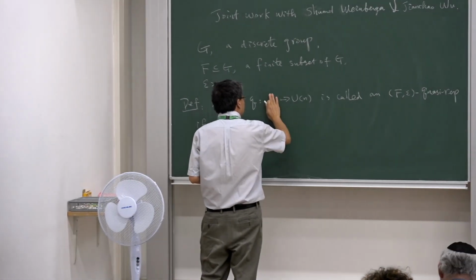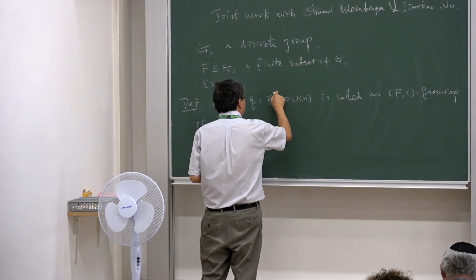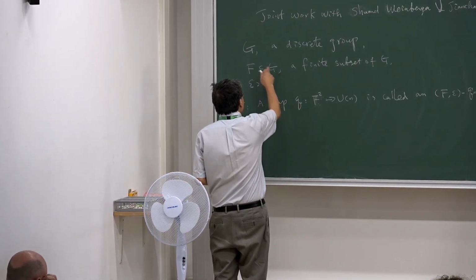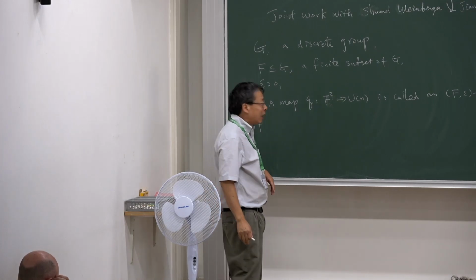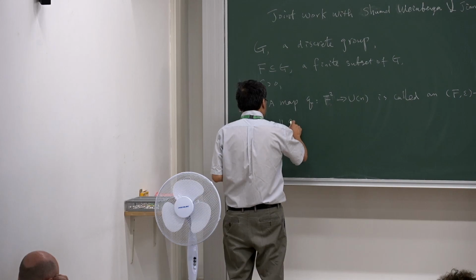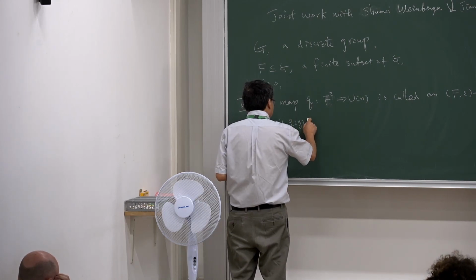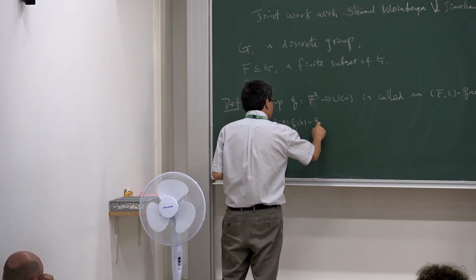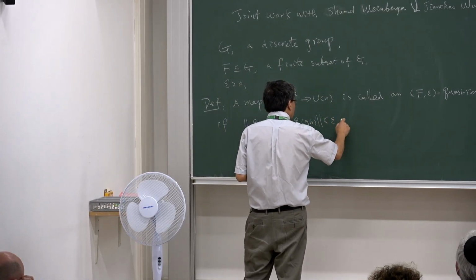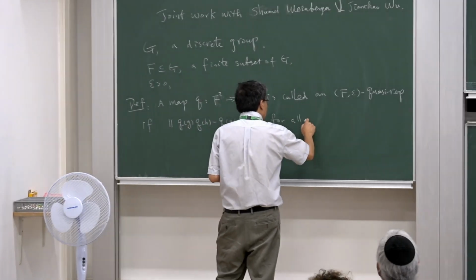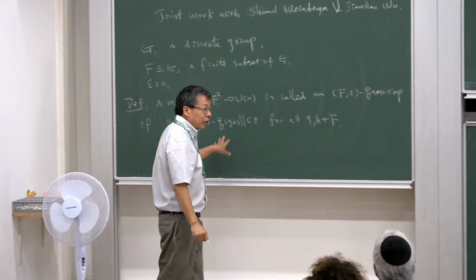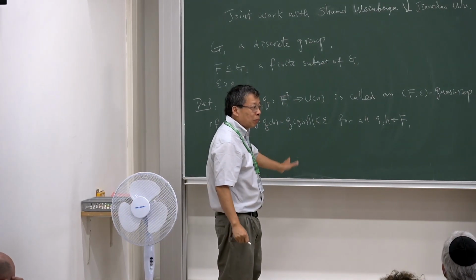Oh, sorry, that's from F squared, so it's just the product of two elements. Well, let's assume that the identity is contained in F. So it's almost multiplicative, for all g and h in F. Okay, so it's a very natural, simple concept.